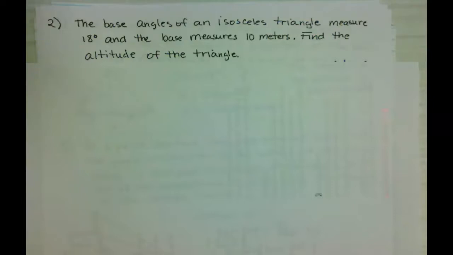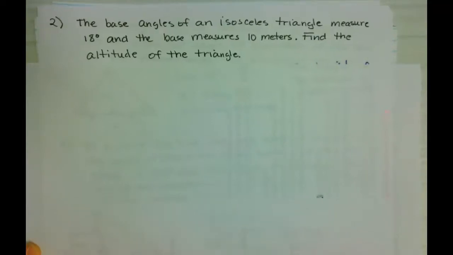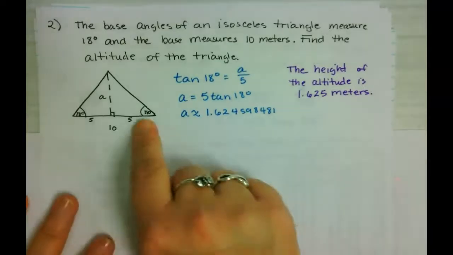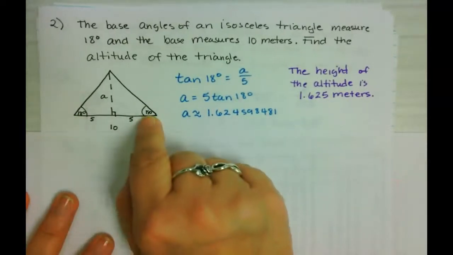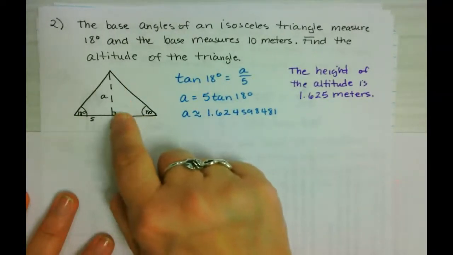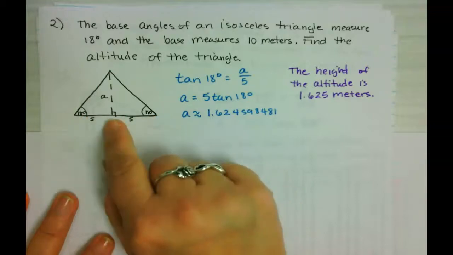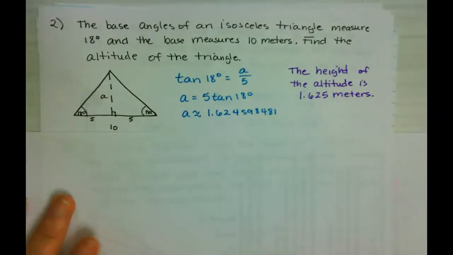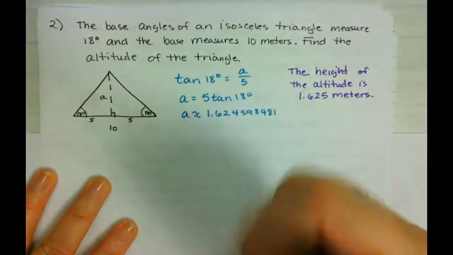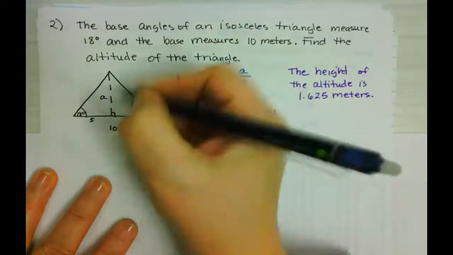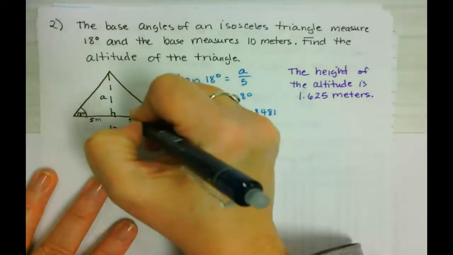Problem 2, the base angles of an isosceles triangle measure 18 degrees and the base measurement is 10 meters. So we do have units on this one, and we're going to find the altitude of the triangle. So in this particular problem, we draw our triangle. So we have the 18 degrees down here. We drop the altitude for the right angle. This whole distance was 10. When we drop the altitude, now it's 5 meters and 5 meters. And so then we can look and see what it is we need to figure out.